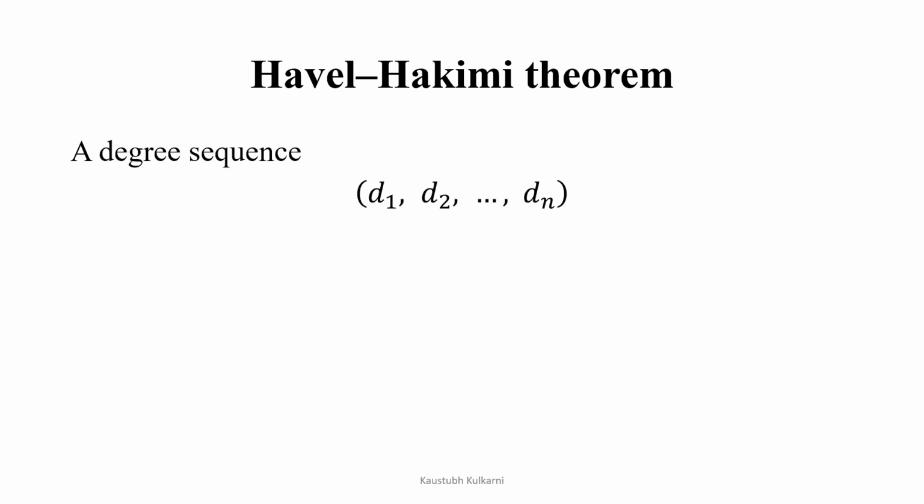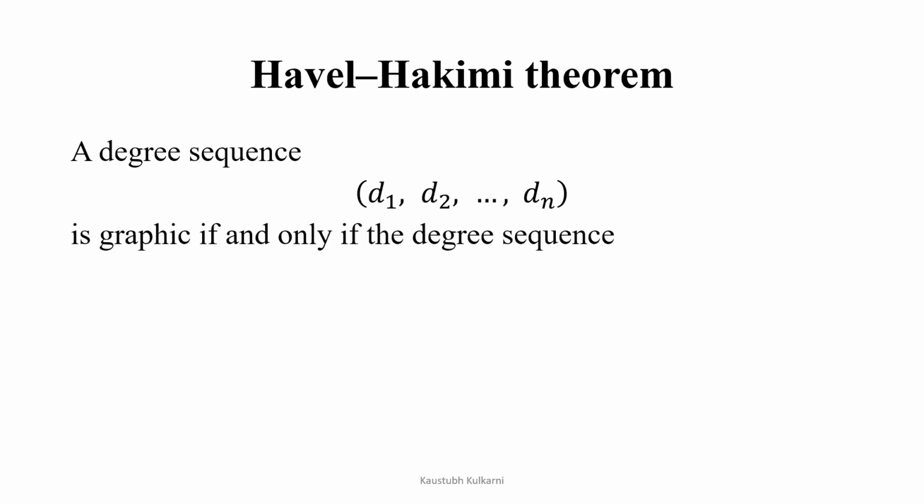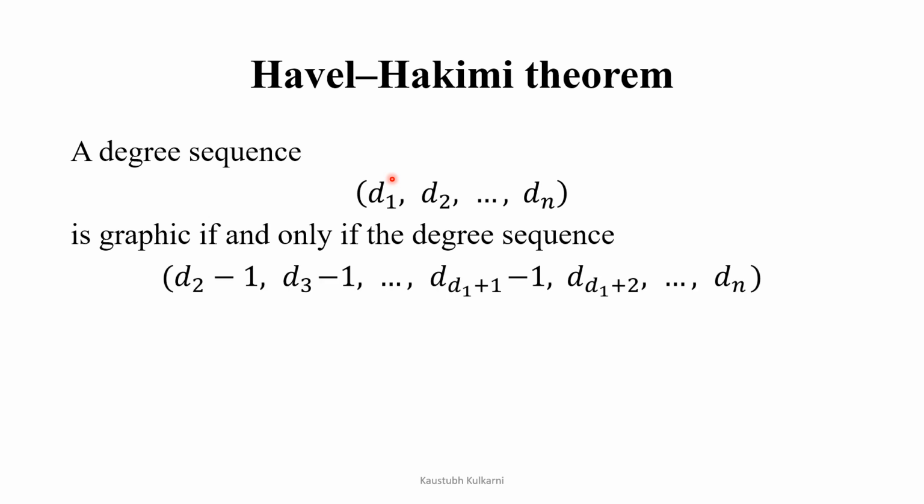It states that a degree sequence d1, d2 up to dn is graphic if the degree sequence that results if we delete one vertex is also graphic. Then we can say that the original sequence is also graphic. We assume here that all the degrees have been sorted in descending order, so D1 is greater than or equal to D2 is greater than or equal to so on up to Dn.